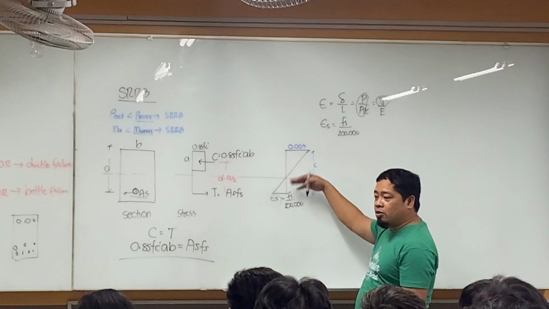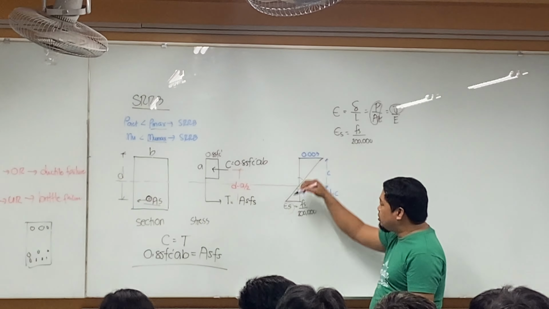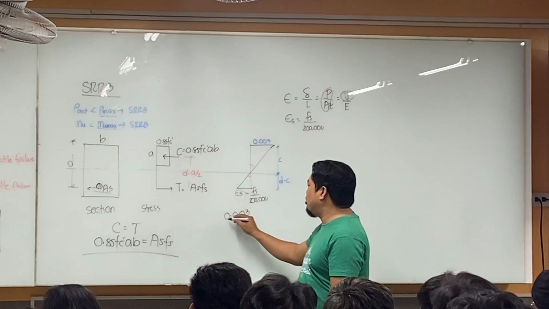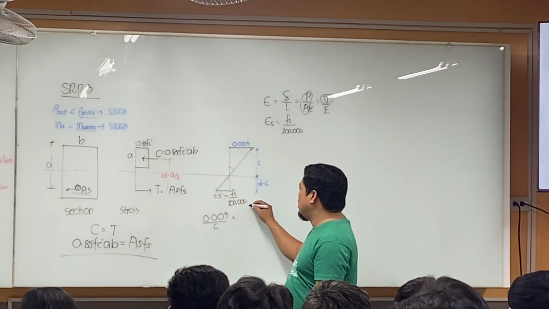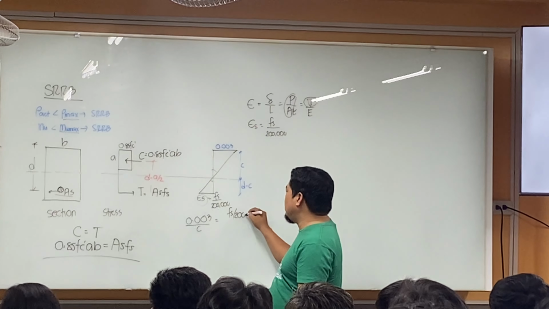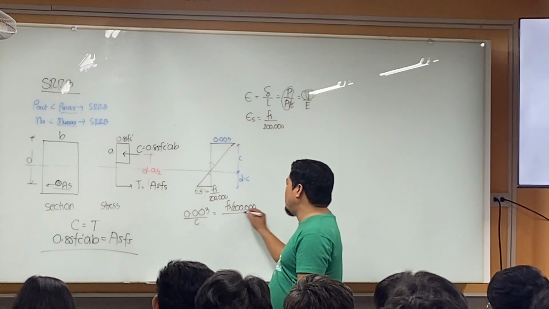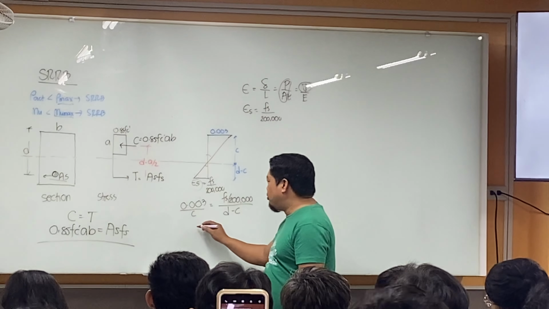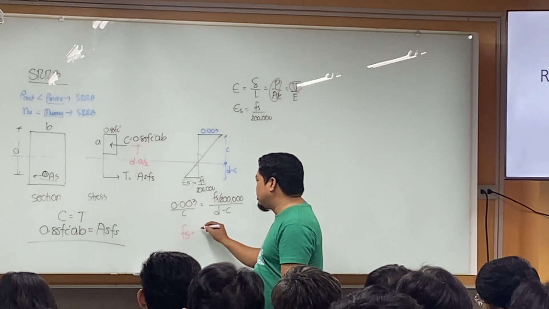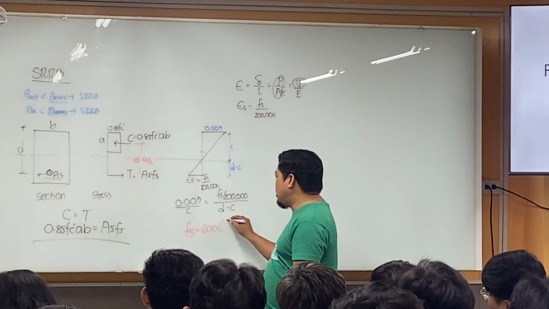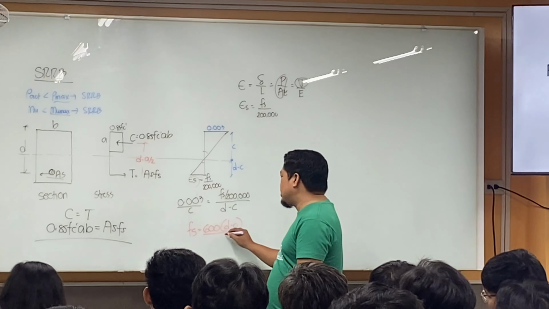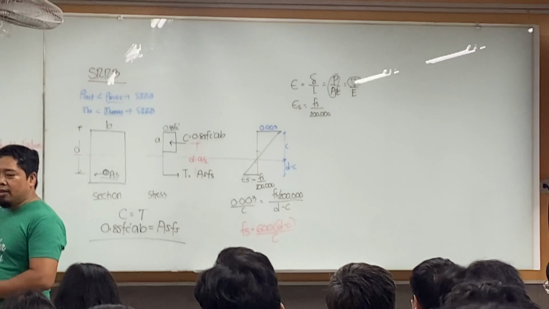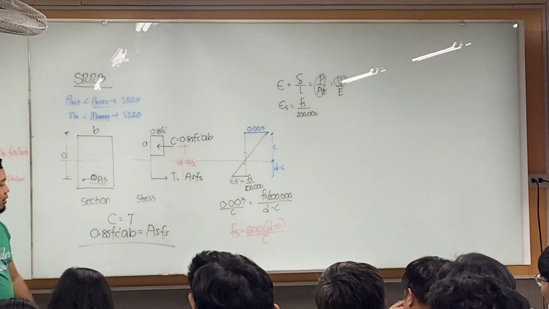So you have this relationship of triangles. You get the tangents. You have 0.003 over C is equal to Fs over 200,000 all over D minus C. With that, we have another formula for determining Fs. So this is D minus C over C. Memorize this one. So those are strains, stress, and the section of the beam.